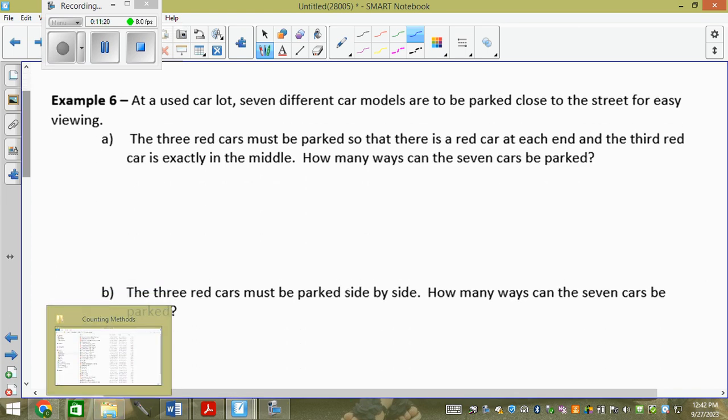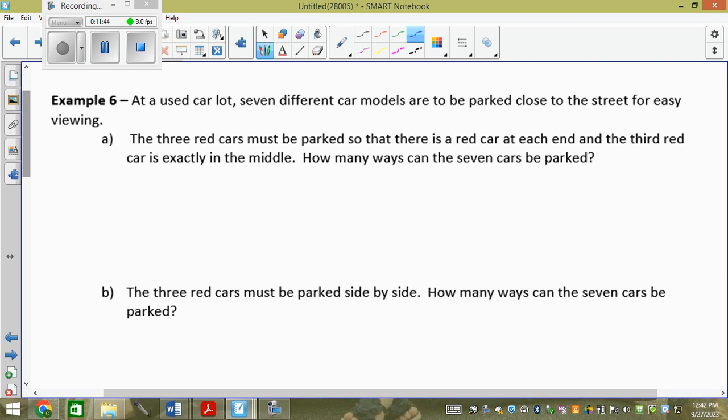Okay. Here we have, at a used car lot, 7 different car models are to be parked close to the street for easy viewing. So it's 7 different looking cars. Even if they were all in the exact same blue, could you tell them apart? One is like a Ford Mustang and one is a Ford Focus. Yes, you can tell them apart. They're different models, even if they were painted in the exact same blue.